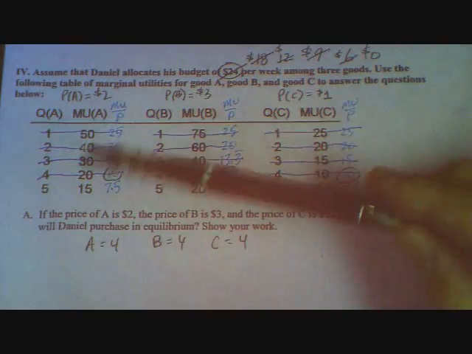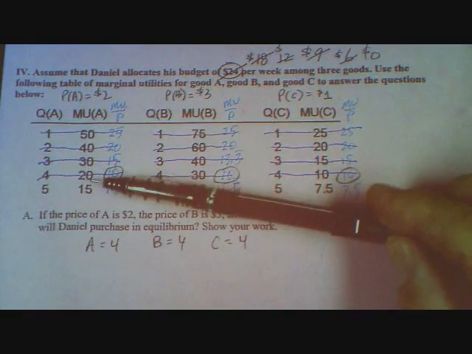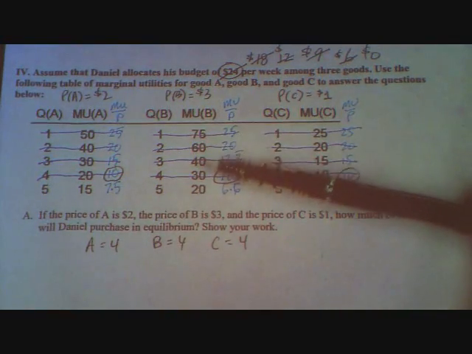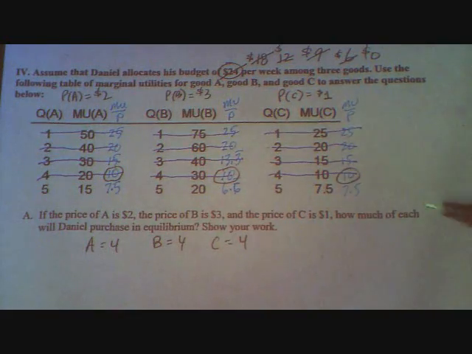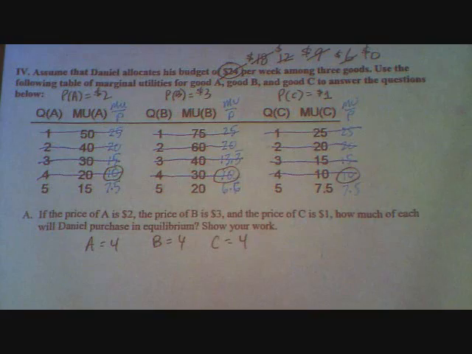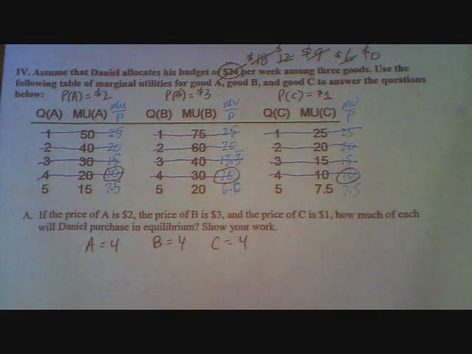His total utility would be 50 plus 40 plus 30 plus 20 plus 75 plus 60 plus 40 plus 30 plus 25 plus 20 plus 15 plus 10, whatever number that is. And no other combination would give them more utility than that number, whatever it is.